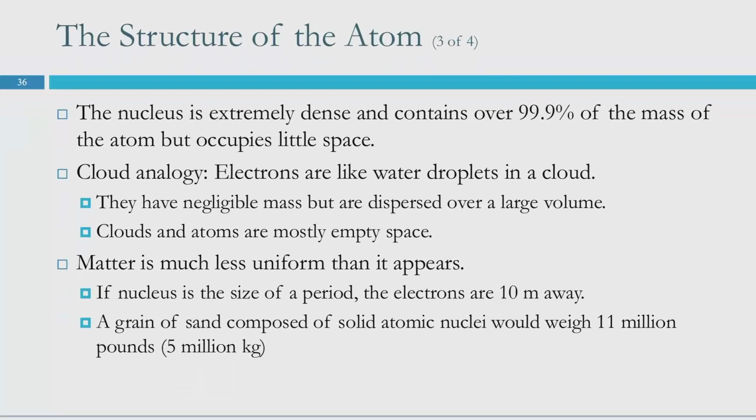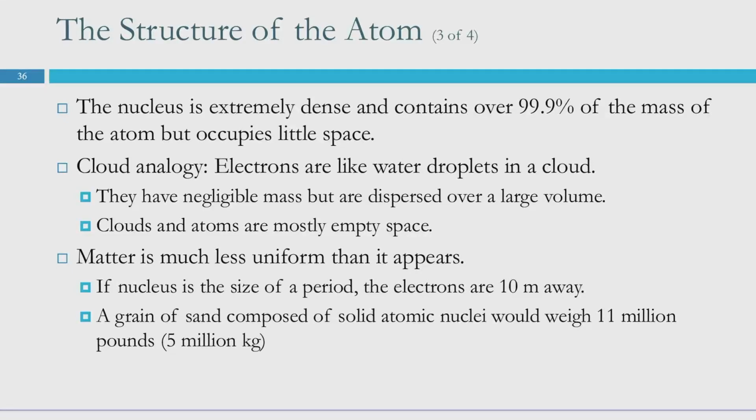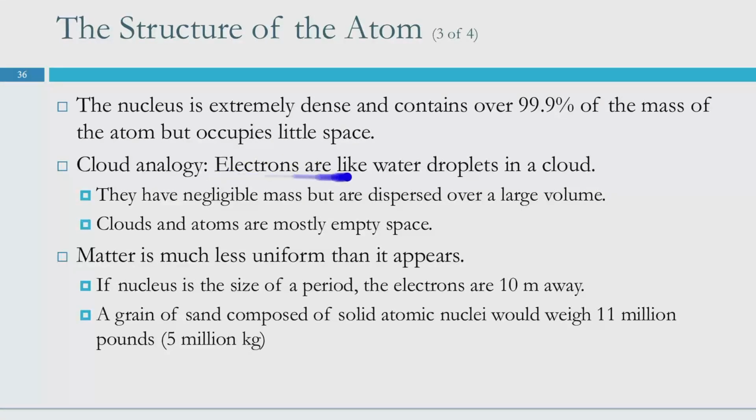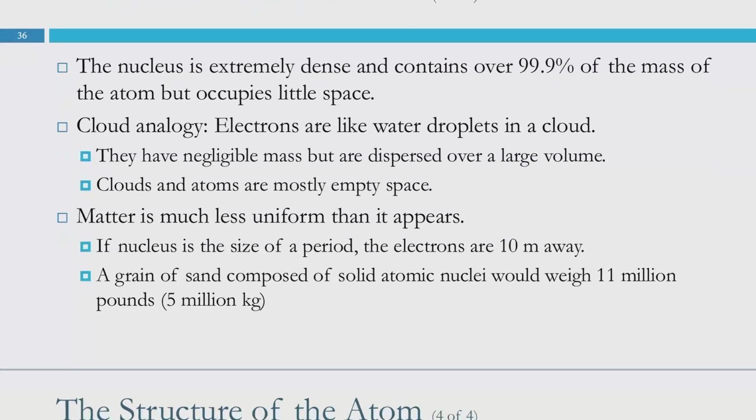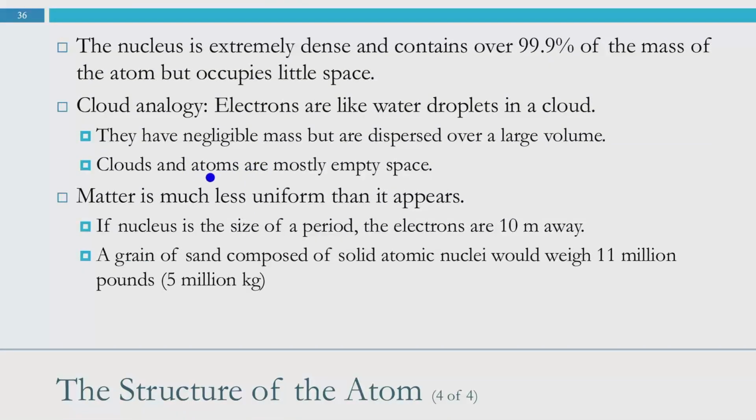Our nucleus is super dense. It's over 99.9% of the mass of the atom, but it's really small. And then the electrons are sort of like water drops in a cloud. They're there, but you're not really sure necessarily where they are. They're really small. They're spread out. And so atoms are still mostly empty space.